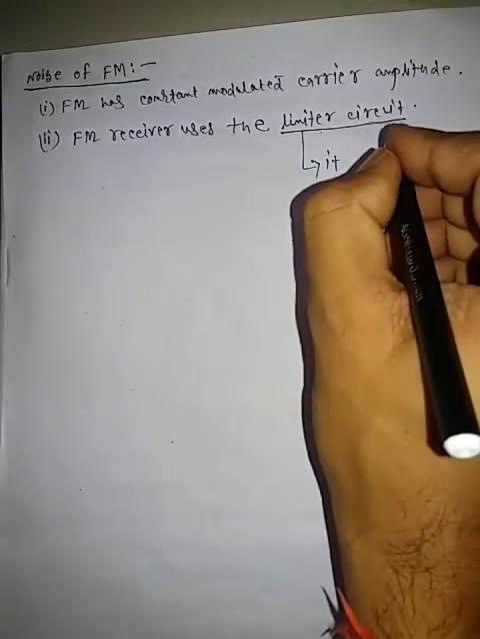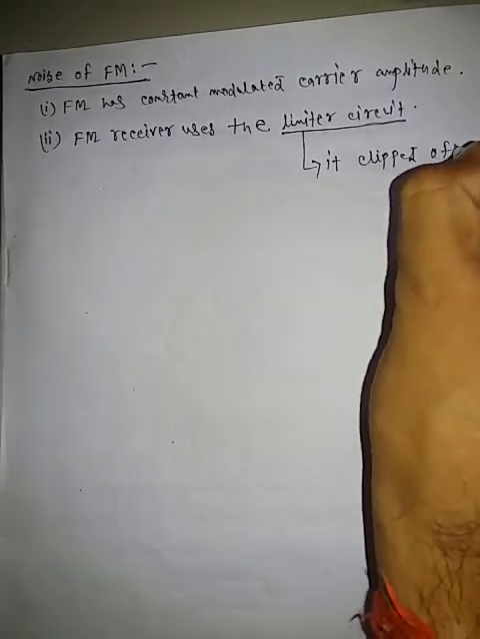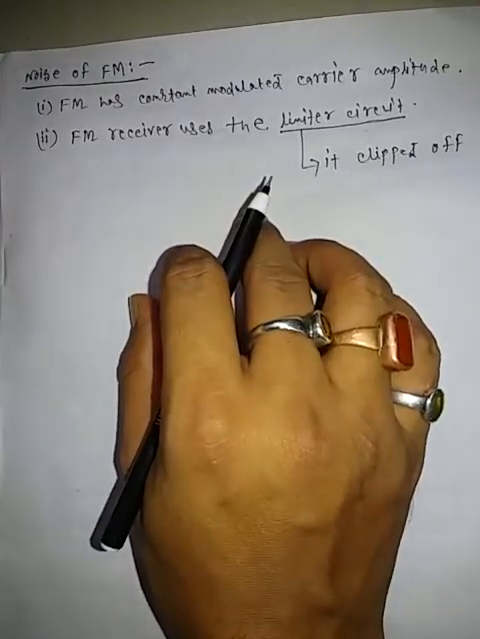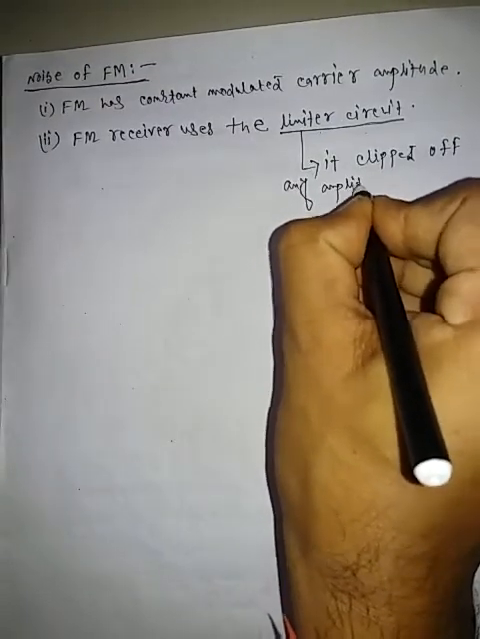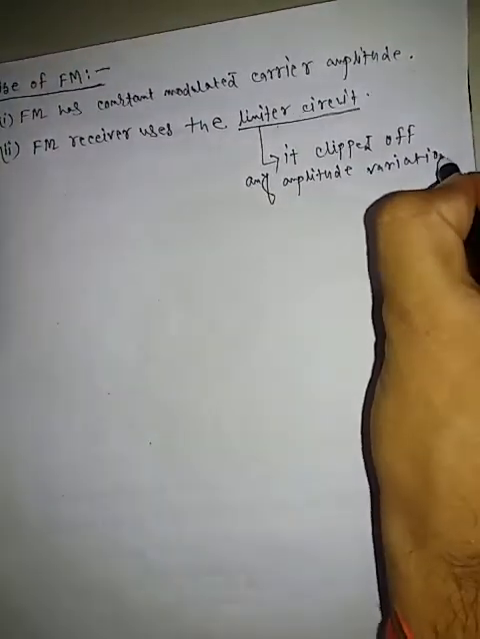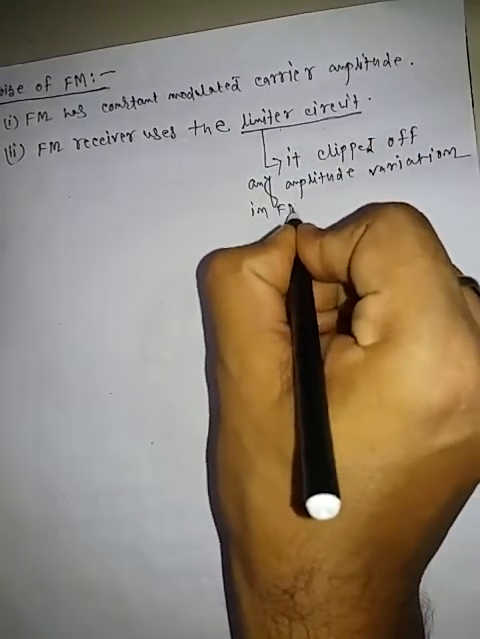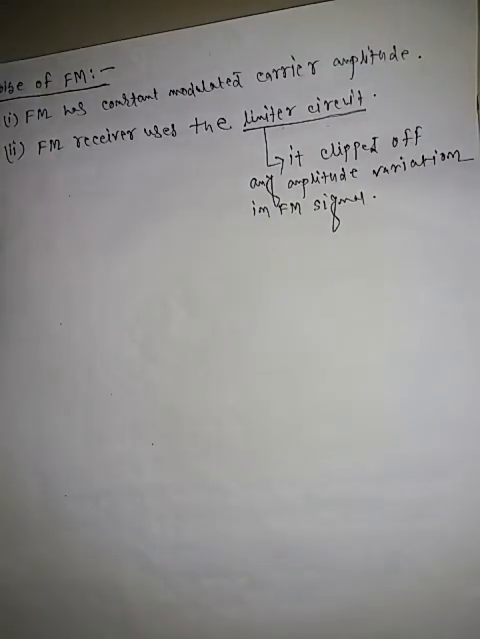It clips off, or removes, any amplitude variation in the FM signal. Clip off means remove. So the function of the limiter is to clip off or remove any amplitude variation in the FM signal. Since the amplitude variation is removed, noise has less effect in the FM signal.